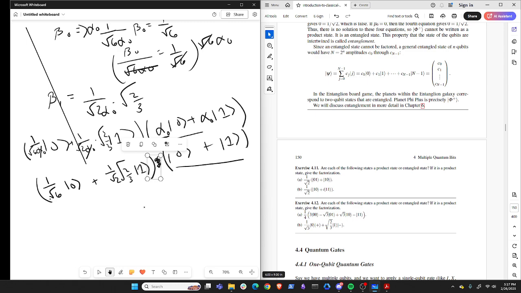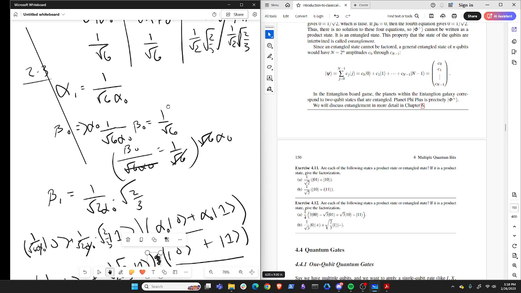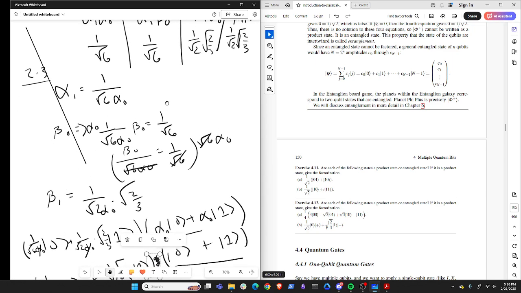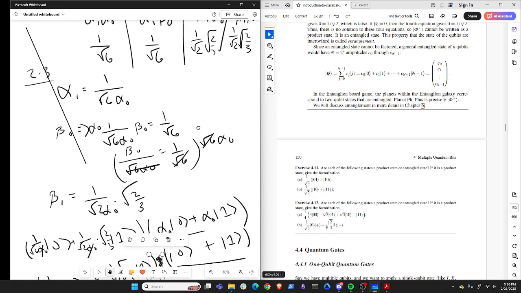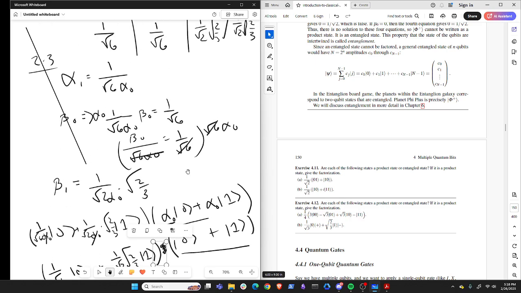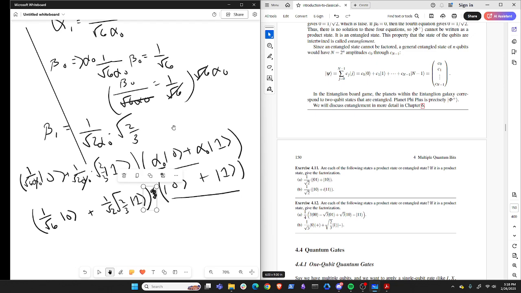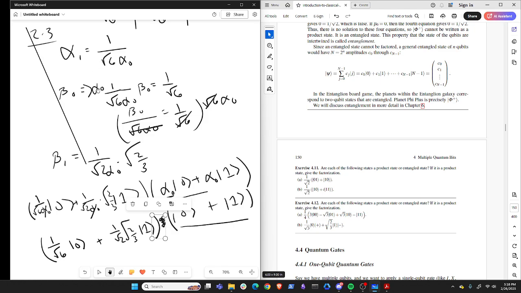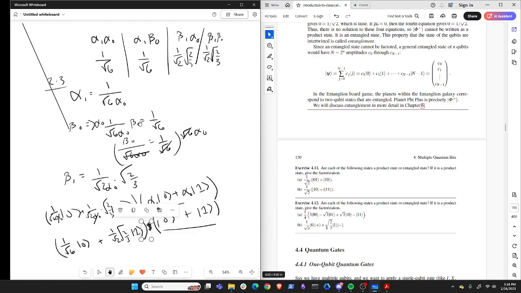How did I get beta 1? Oh, okay. So I actually think that somewhere along the way I lost something in all this, because according to the textbook, this is an entangled state. So I actually shouldn't have been able to factor this. So I think I played fast and loose with some of the algebra up here and made a mistake.